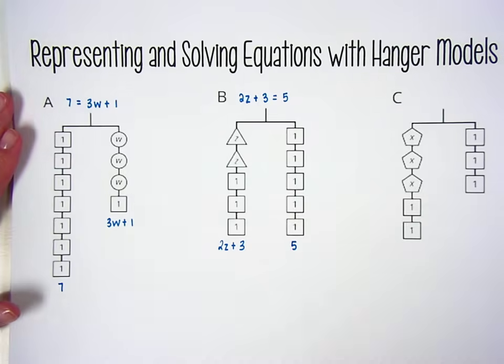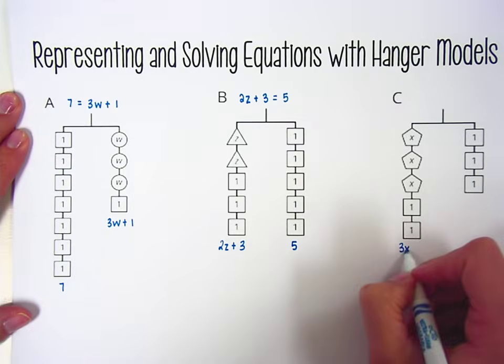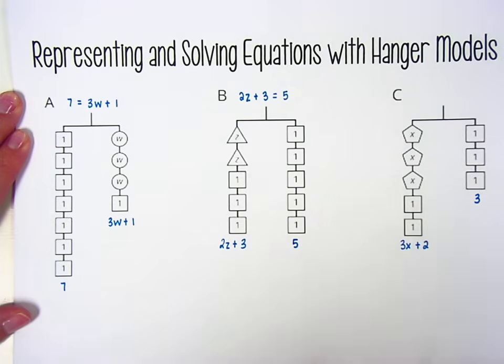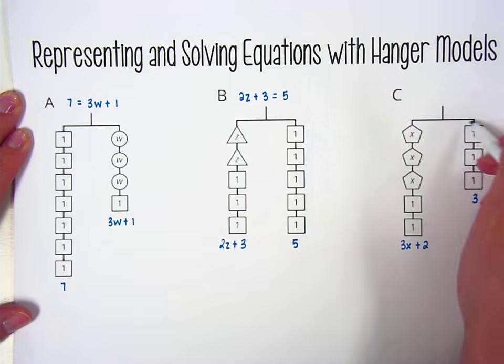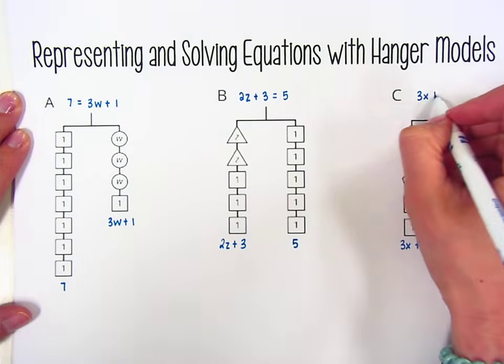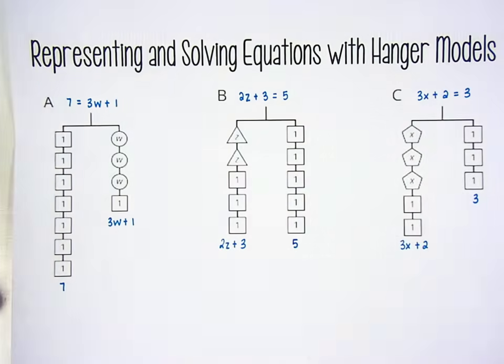And in my last hanger model, I have 3 X's and 2, so 3X plus 2 on the left side, and I have 3 on the right side. And again, since this hanger is balanced, I know that 3X plus 2 has to be the same as 3. So now we can think about how we would go about actually solving these equations using the hanger model.